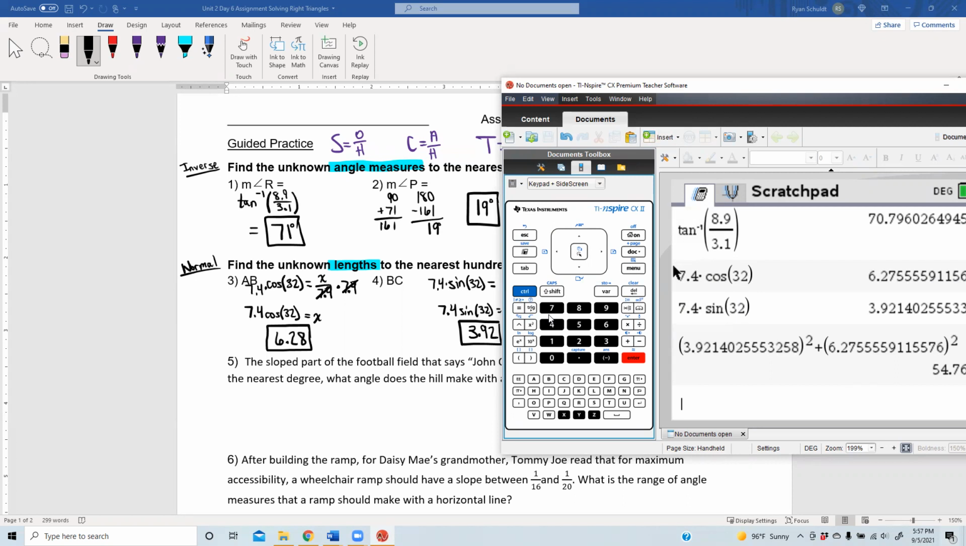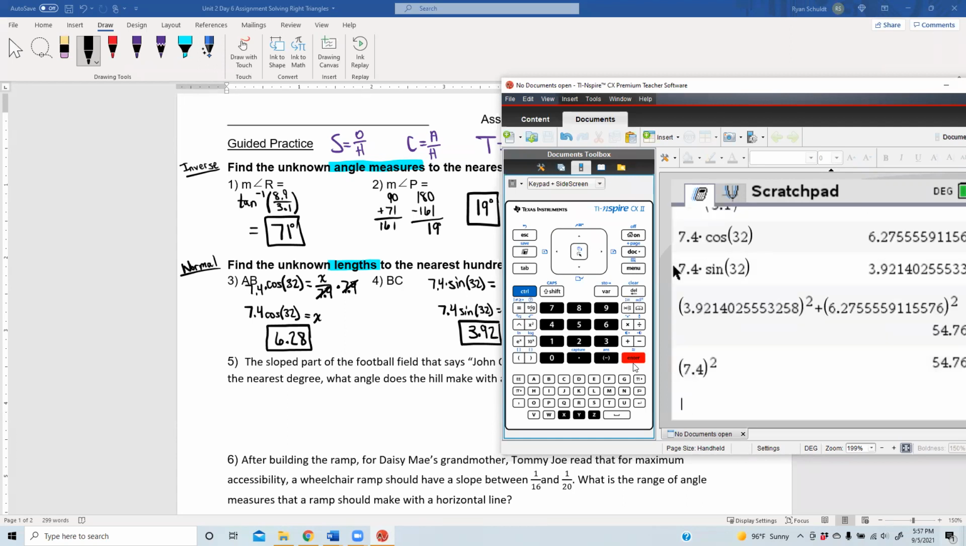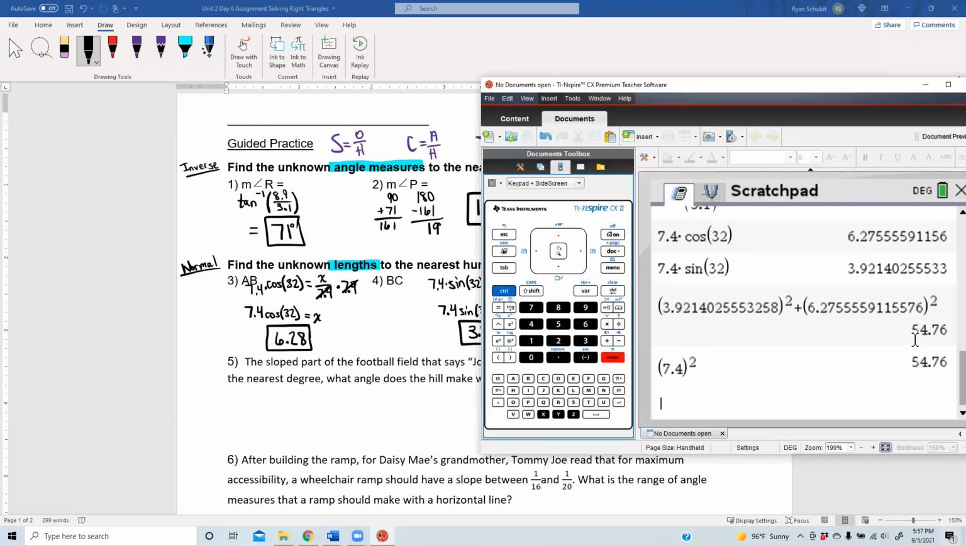54.76. The side they gave us was 7.4, so c squared should be 7.4 squared. Do these numbers match? Yes, the Pythagorean theorem checks out. So we know our sides are correct.